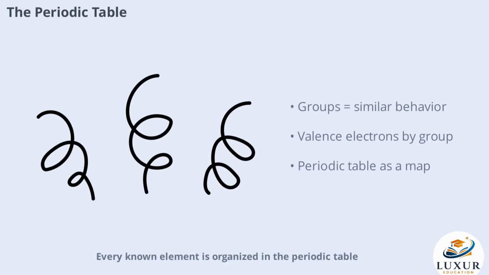Every known element is organized in the periodic table. This table isn't just a list, it's a powerful tool that tells us about the properties of each element. Elements in the same column or group have the same number of valence electrons, which means they often behave similarly in chemical reactions. For the main groups, the group number tells you how many valence electrons there are, except for helium, which only has 2. The periodic table is like a map for chemists, helping them predict how elements will interact.